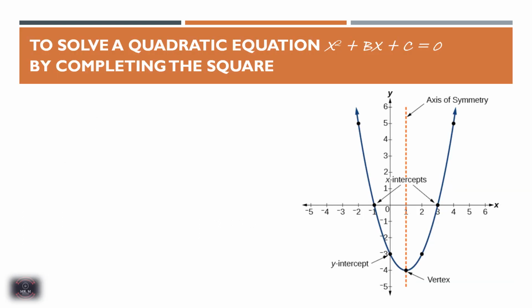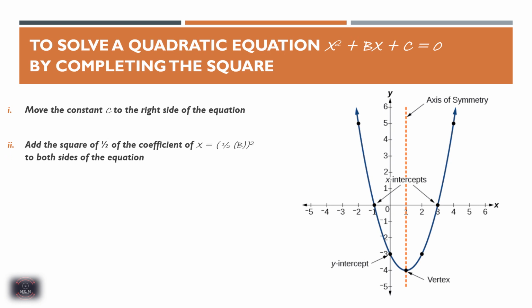Completing the square method can be used to solve x squared plus bx plus c equal to 0. In this equation, the coefficient of x squared is equal to 1. This means that the constant a is also equal to 1. The first step is to move the constant c to the right side of the equation. The second step is adding the square of half of the coefficient of x to both sides of the equation.